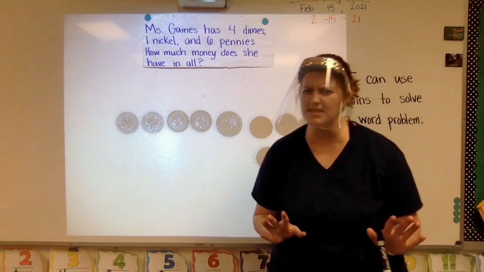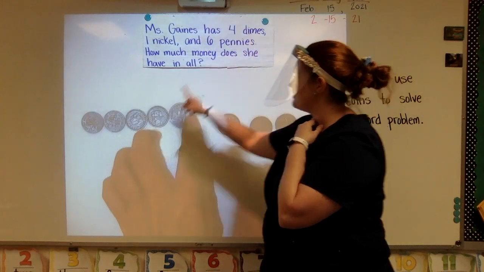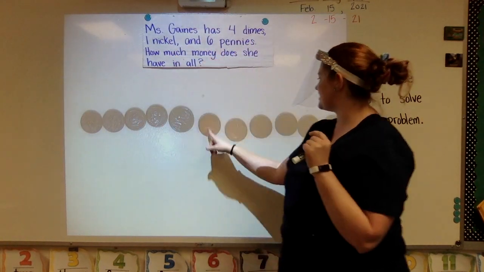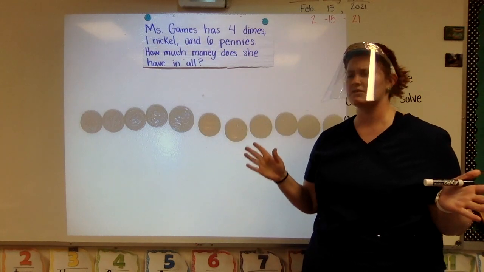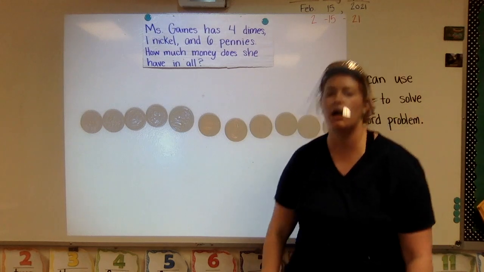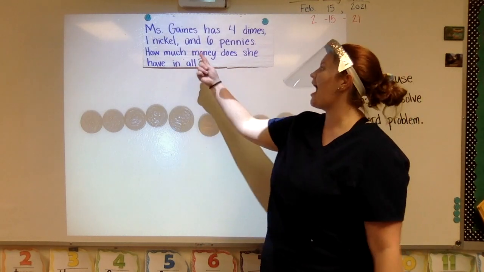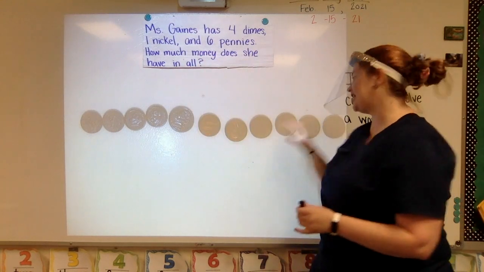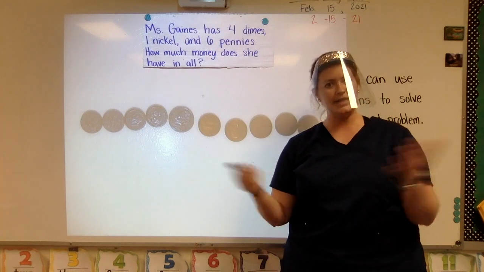Okay, let me go back to my problem and make sure I have all the right coins. 4 dimes. 1, 2, 3, 4. Yeah, 4 dimes. Okay, 1 nickel. Okay, 1 and 6 pennies. Oh, okay, I have them. Okay, I'm all done. Wait, how much? Oh, that's not my full job. I have to now count because it asks how much money does she have in all. So now here are the coins that Miss Gaines has, and I need to determine how much money that is.